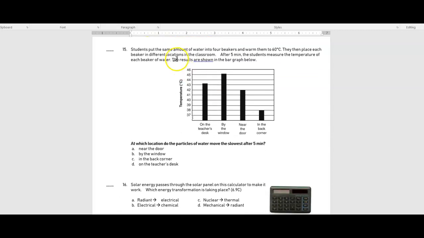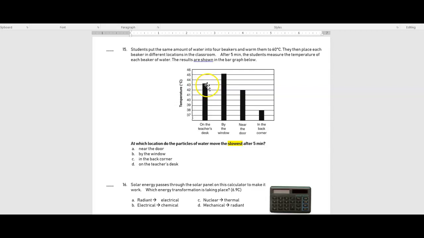Number 15. Students put the same amount of water into 4 beakers and warm them to 60 degrees Celsius. They then place each beaker in different locations in the classroom. After 5 minutes, the students measure the temperature of each beaker of water. The results are shown in the bar graph below. At which location do the particles of water move the slowest after 5 minutes? So we're looking for the slowest moving particles. So does slowest mean the hottest or the coldest or somewhere in between?